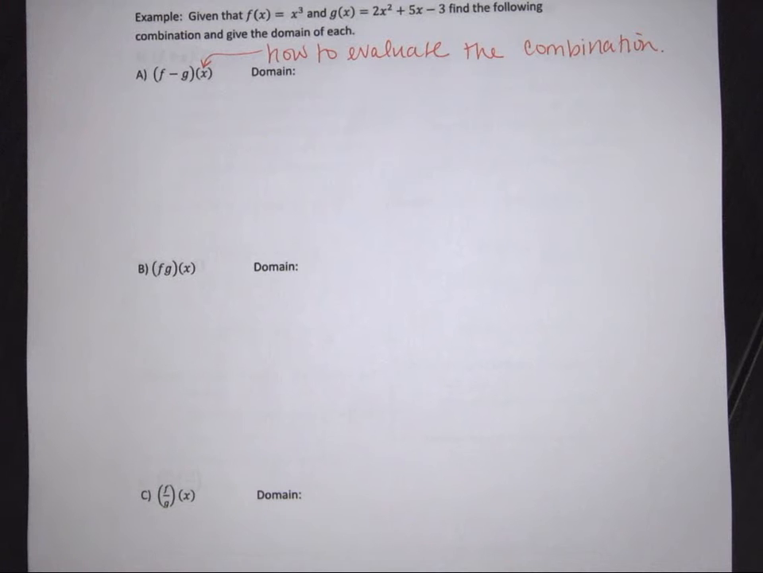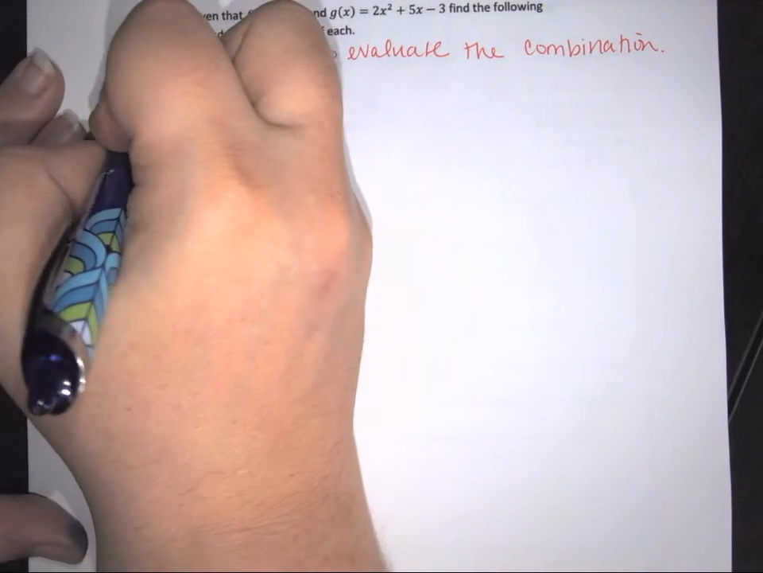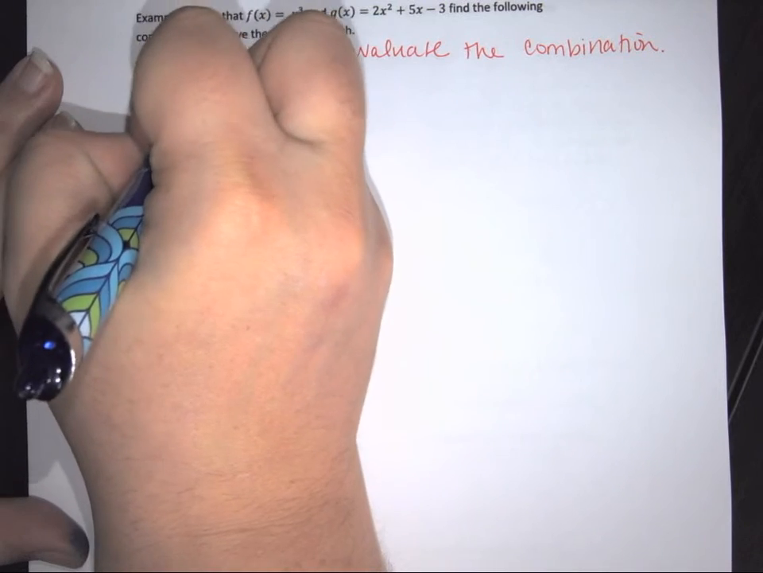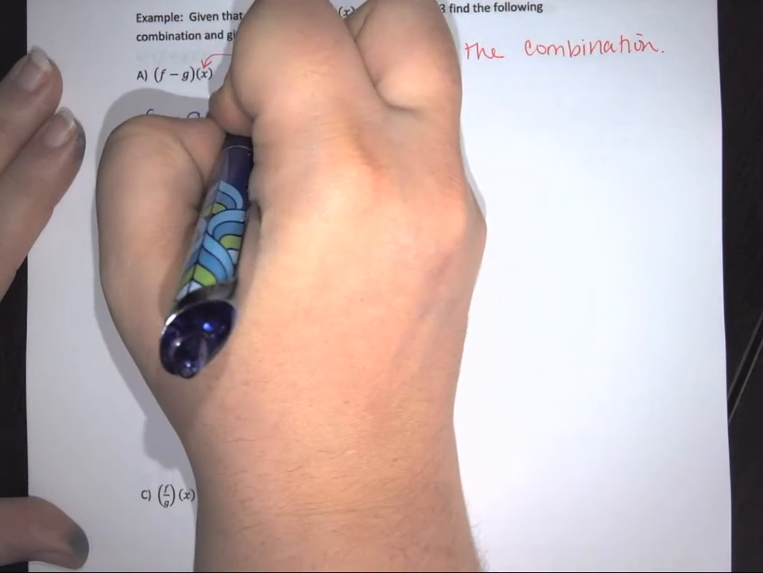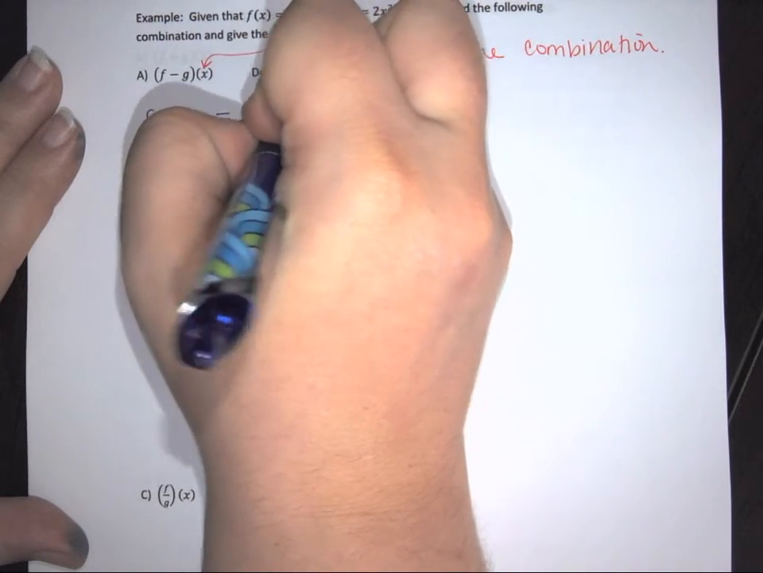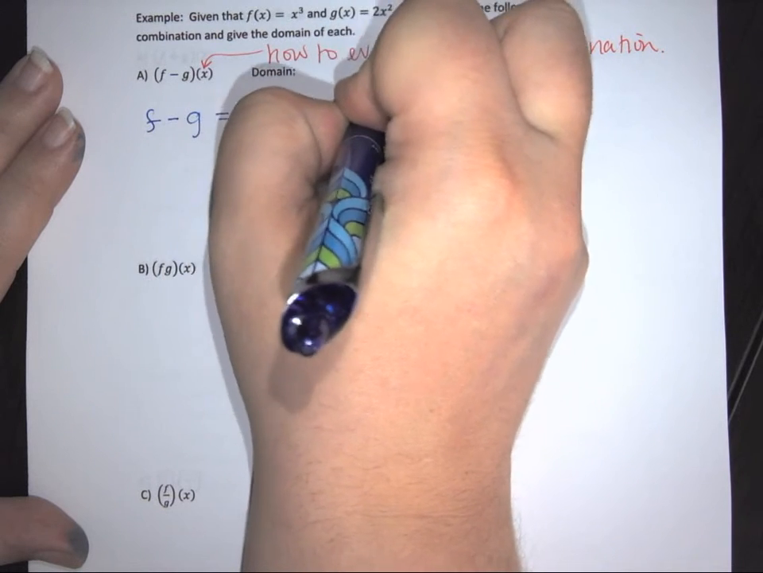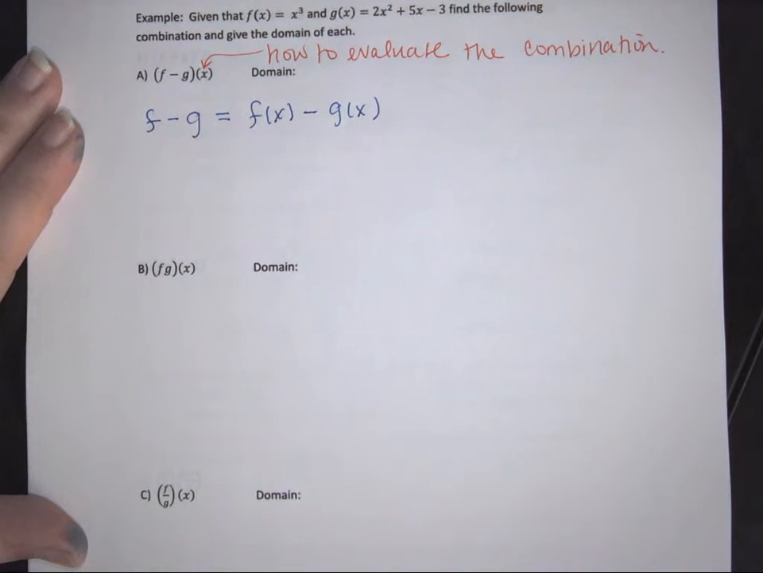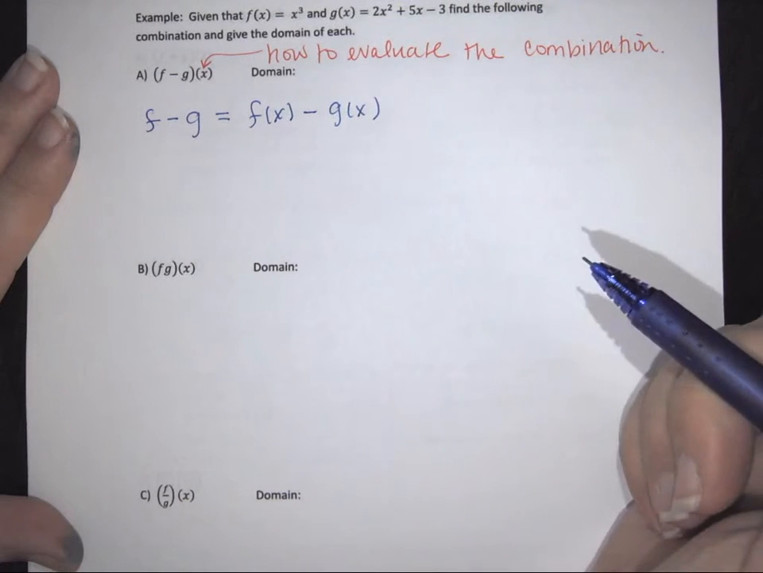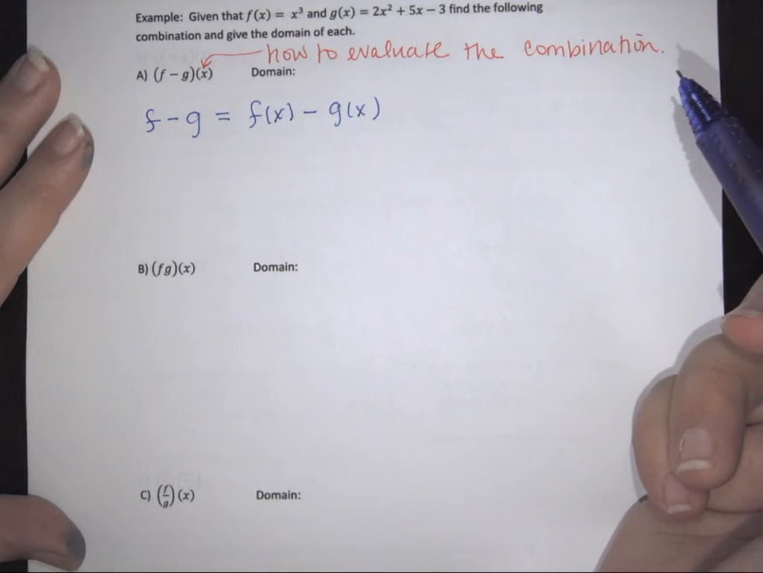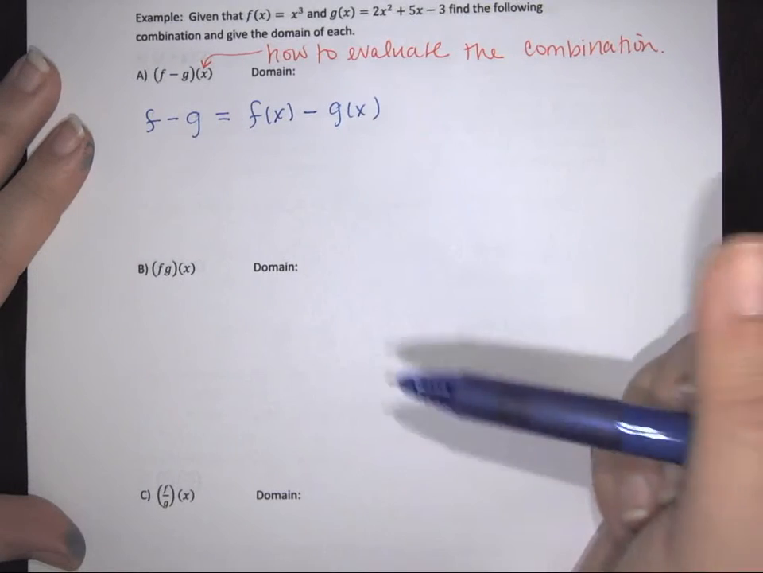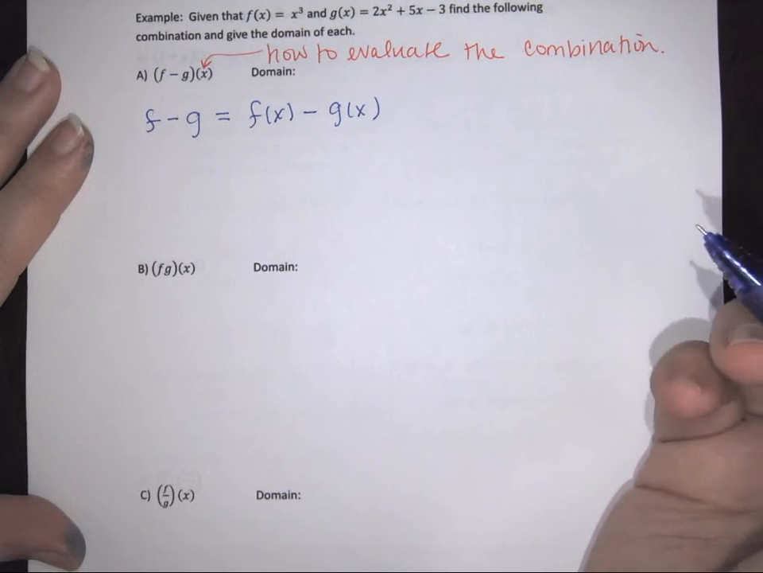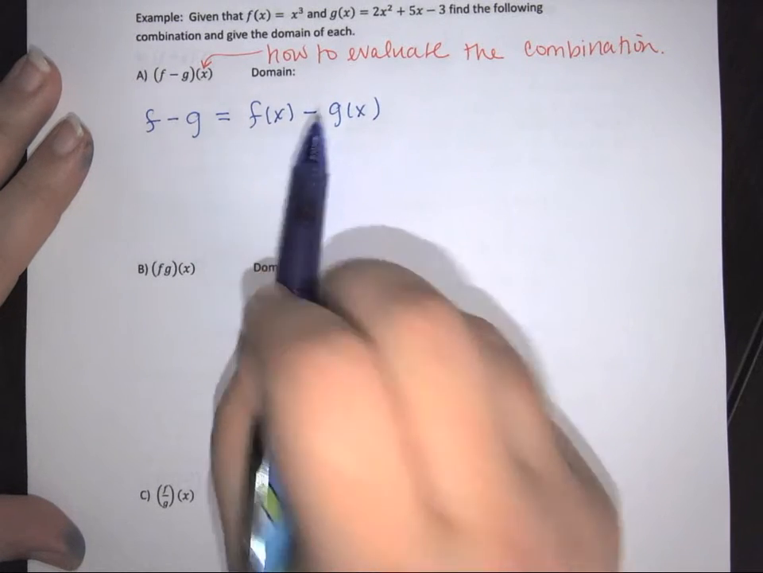So here we're not inputting any numbers, we're just evaluating by x, therefore you will get an expression as your result. So we have to look at f minus g, which is going to be the same thing as saying f of x minus g of x. Okay? So when we do that, f of x is x cubed, g of x is 2x squared plus 5x minus 3, and we have to take this negative sign into account.